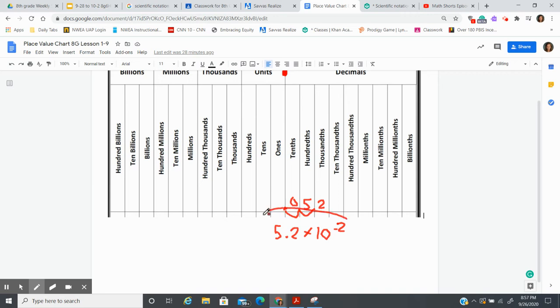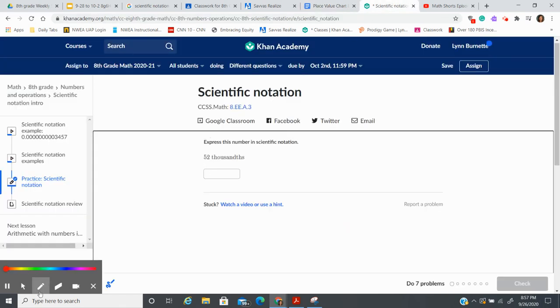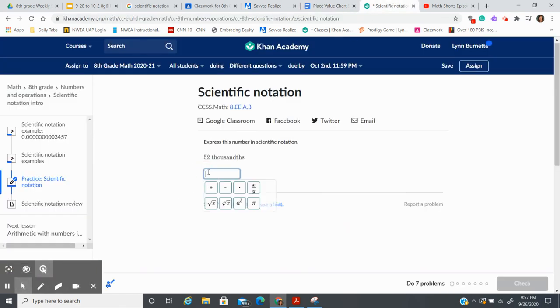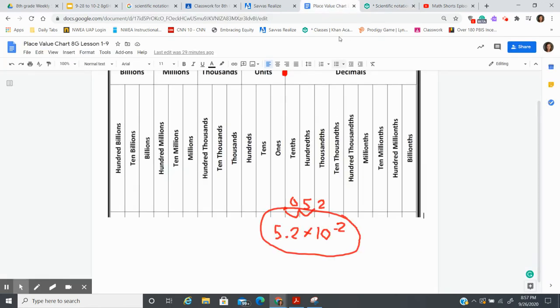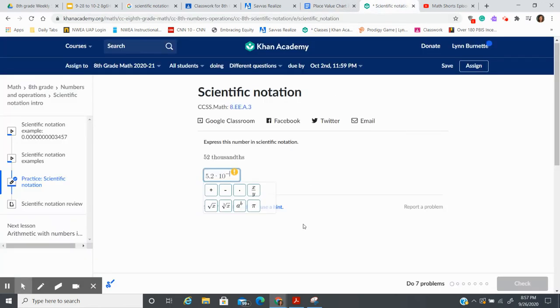So now we need to write this in here, okay? So it was 5.2. Now, when you do the times, you cannot use the x. It'll tell you that you have a variable, and you don't want that. So you use this for times, and then you do 10. Then you have to use this little button, and then you can make a negative sign, and we said to the second, okay? To the second. So let's see if that was right.